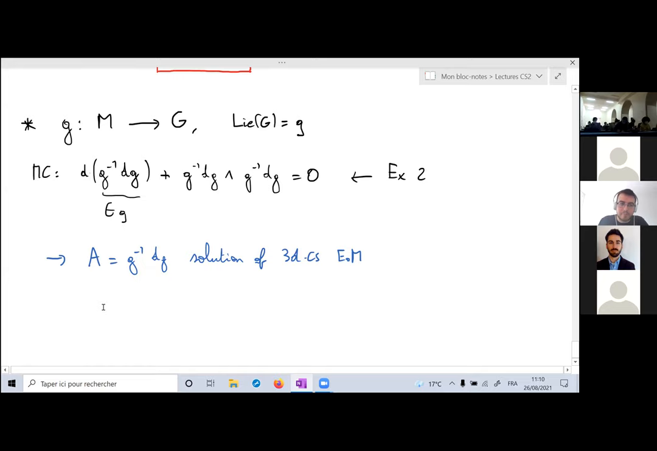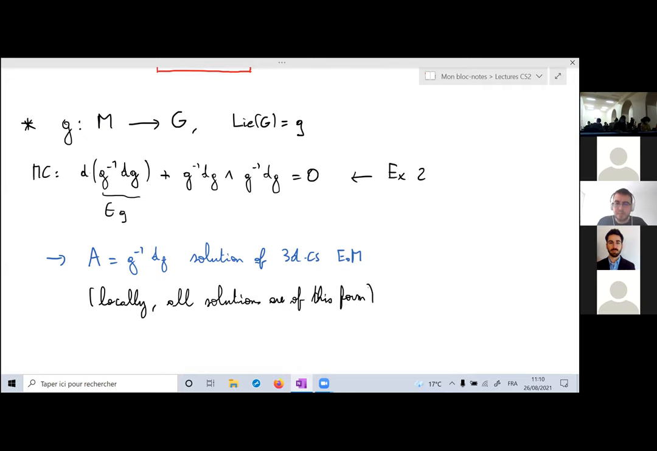And actually one can wonder, are all the solutions of this form? And this is a bit subtle. This is actually in general only true locally. So locally, all solutions are of this form. And globally, it depends on M. It depends on the topology of M. So if M is nice enough, like typically simply connected, then this would be true. But if you start having weird topologies, then you can have more exotic things happen.